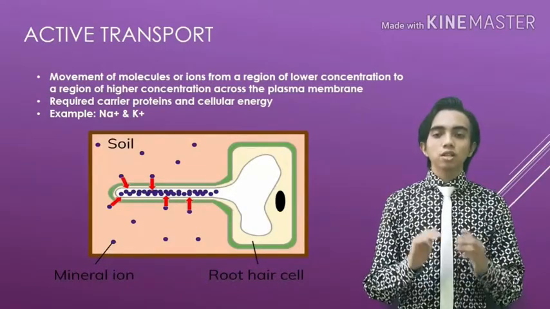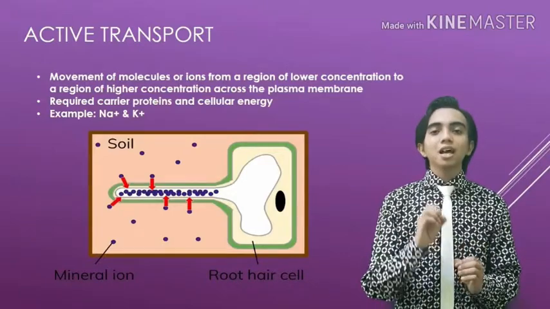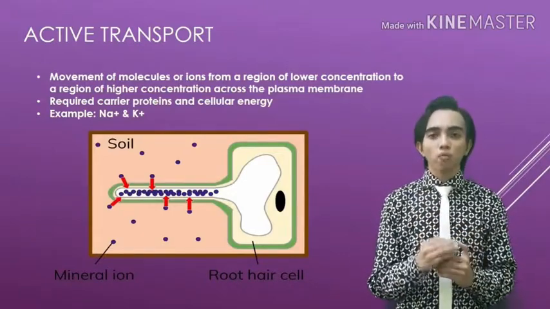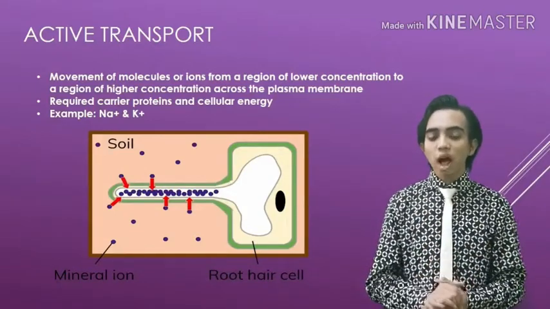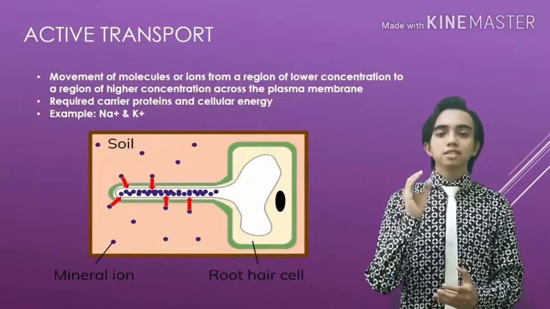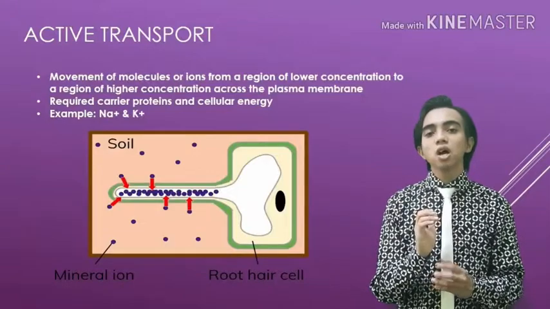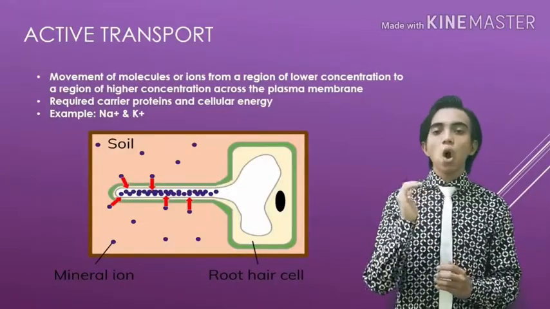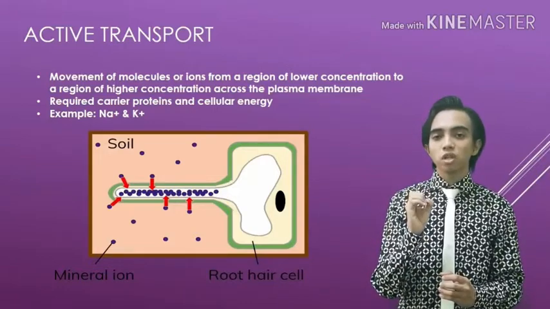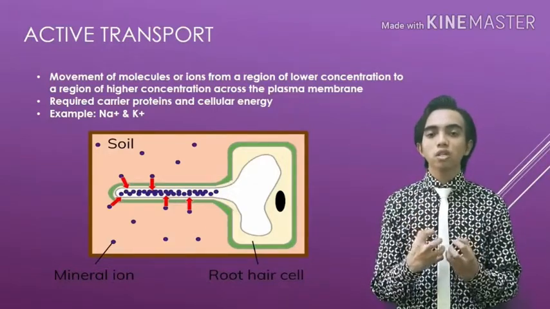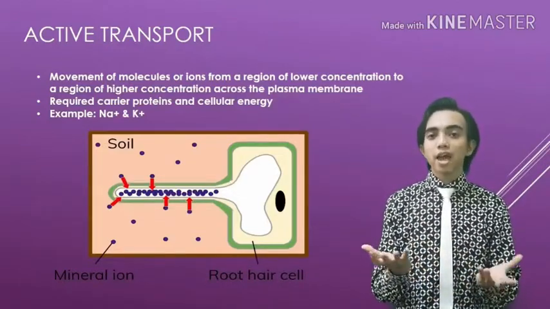The soil contains a lot of water, so the soil has a high concentration of water, while it has a lower concentration of mineral ions. In the sap of the root hair cell, there is a high concentration of mineral ions, while it contains less water because the plant really requires the water. That's why we water the soil and then the plant gets the water.